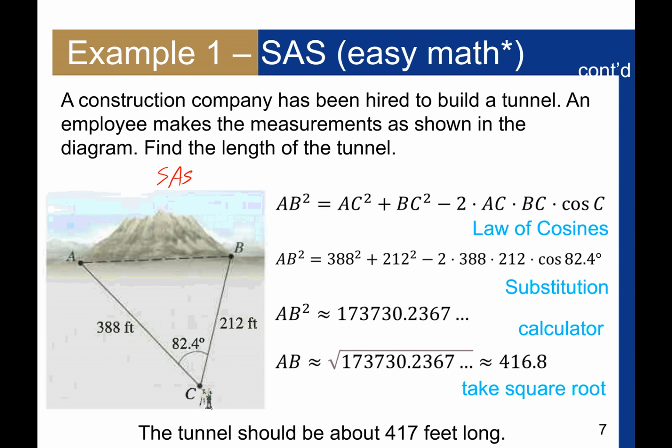They gave us the two side lengths there, and it looks like to the nearest foot, so rounding our answer to the nearest foot does seem reasonable. Now that 82.4, if you think about the rules from geometry about triangles, is probably going to be the biggest angle. So segment AB is probably going to be the longest side. Sure enough, the law of cosines bears that out. 417 is bigger than 388 or 212.